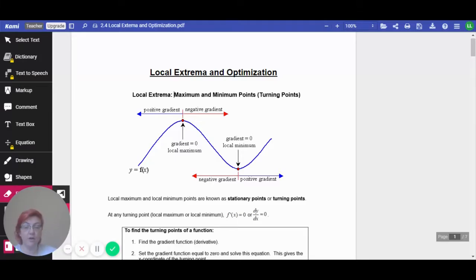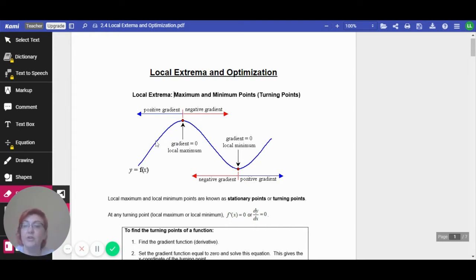Welcome to 2.4, Local Extrema and Optimization. This is our final learning section of our calculus unit. Let's get started. Our local extrema are our local maximum and minimum points. These are turning points in your function.